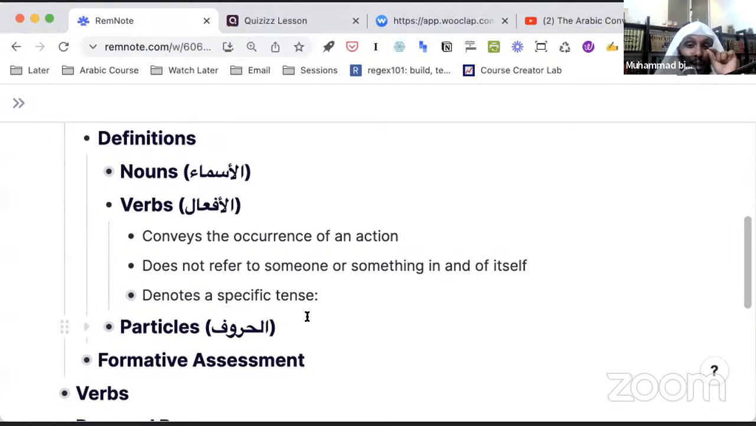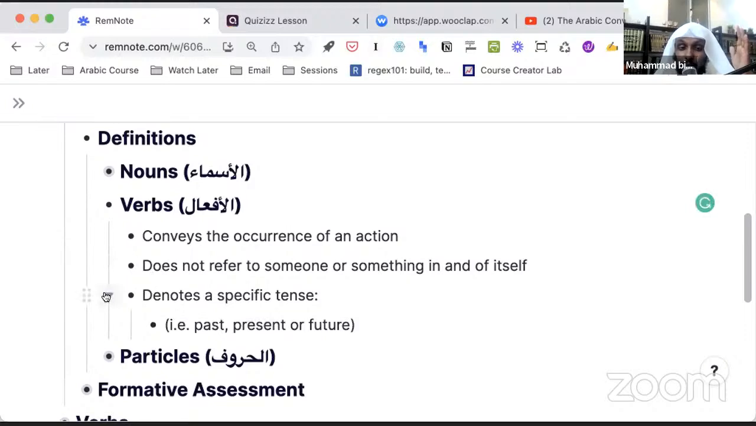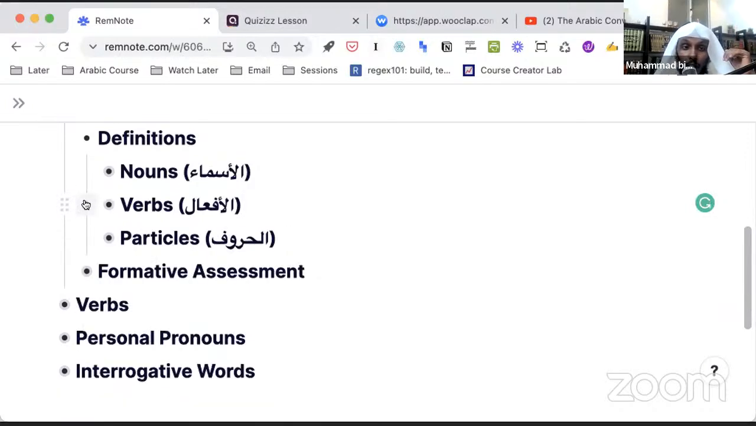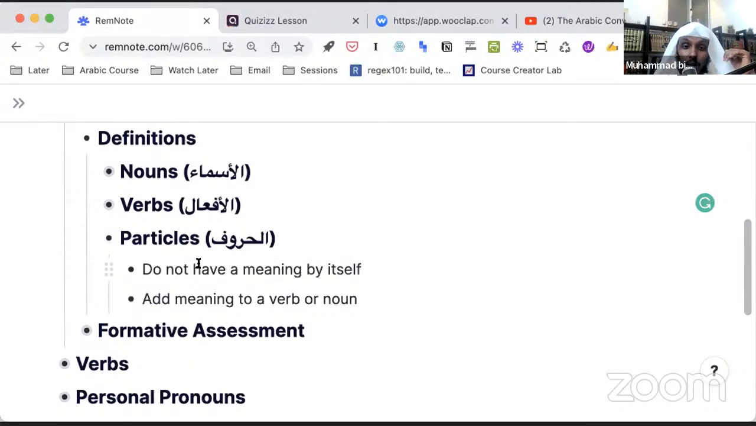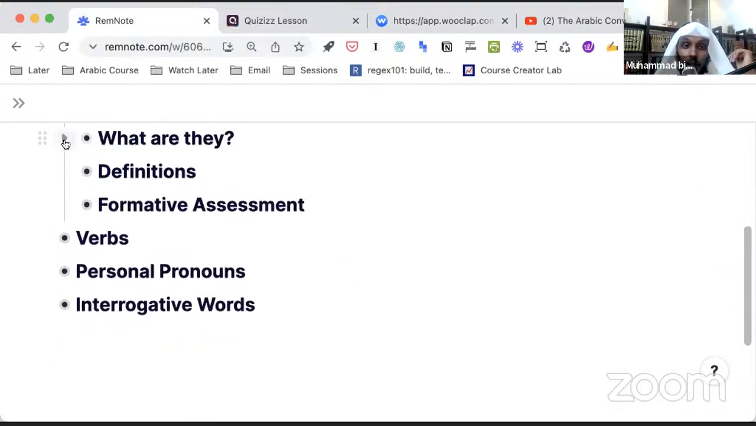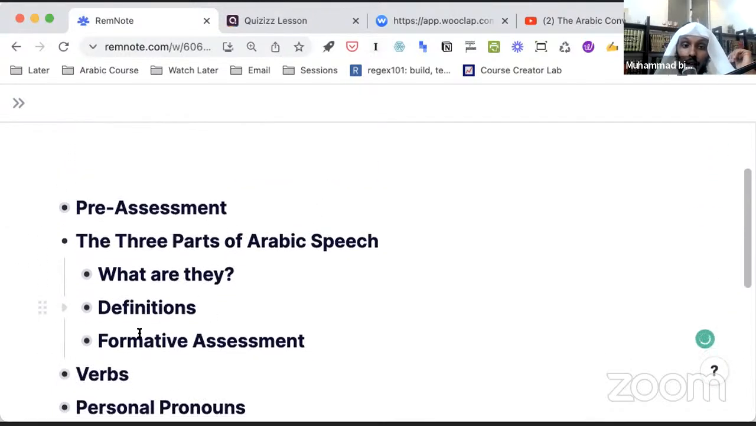But if we were to take the verb alone by itself, say darasa, yes? Then it doesn't tell you who did it by itself. And it also denotes a specific tense: past, present, or future. And particles do not have a meaning by themselves. Rather, they add meaning to a verb or a noun, or sometimes they even change the meaning. So these are the three parts of speech, extremely important.